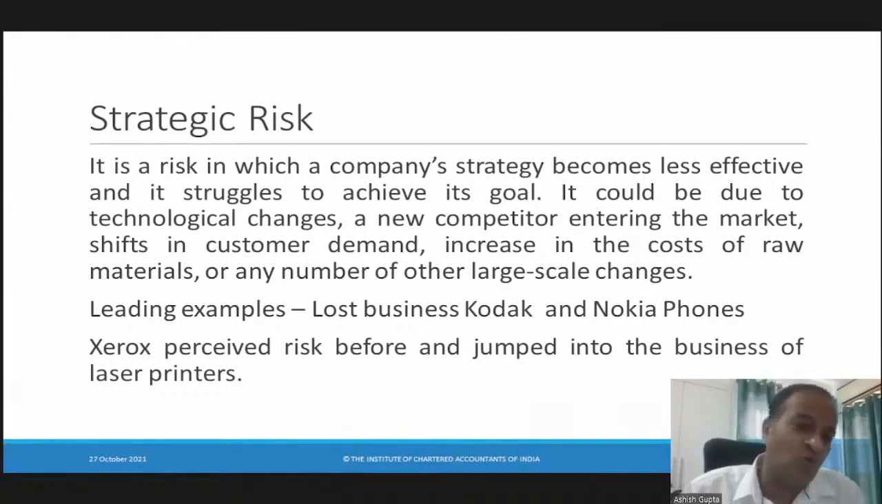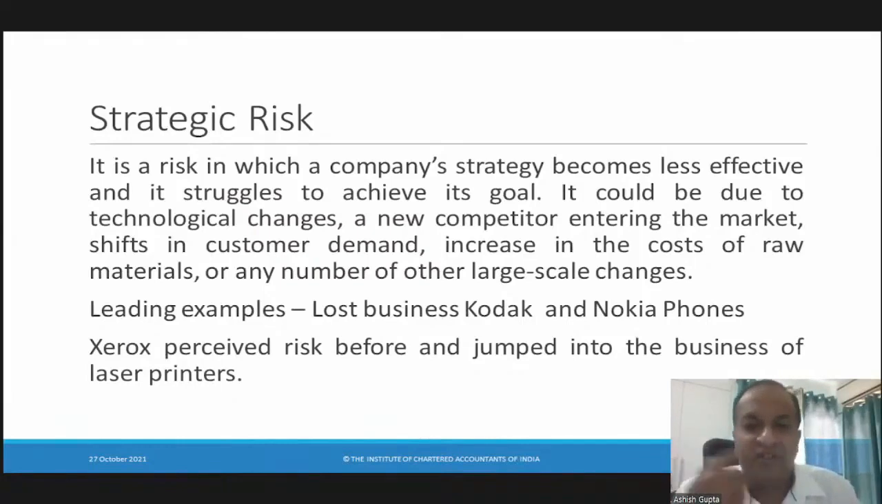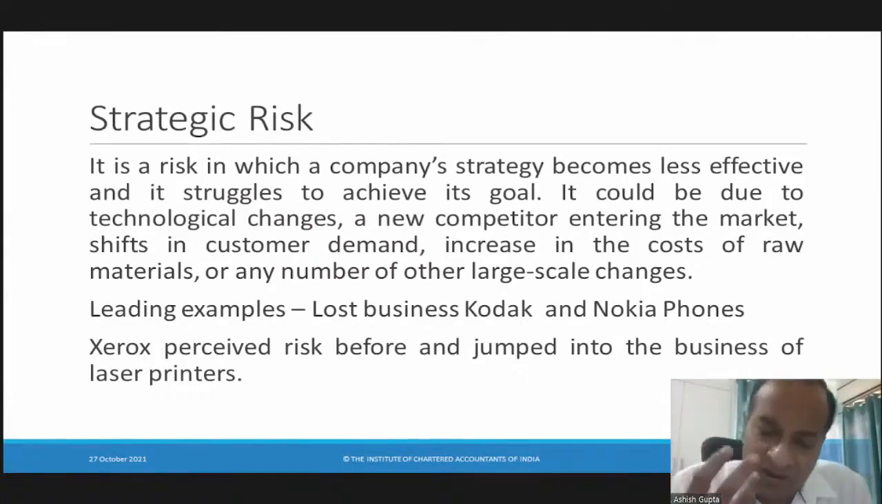A similar case is Nokia. Nokia was the first company to come out with the mobile phone with push buttons, but they could not keep the lead with touch screens or smartphones. So ultimately, Nokia's name is nowhere today. But Samsung identified this opportunity and came out with the touch screen mobile.